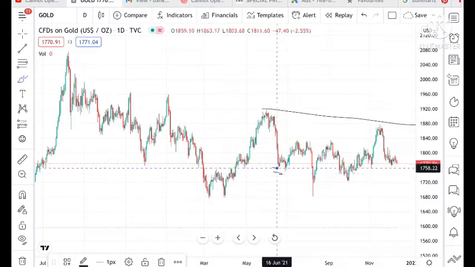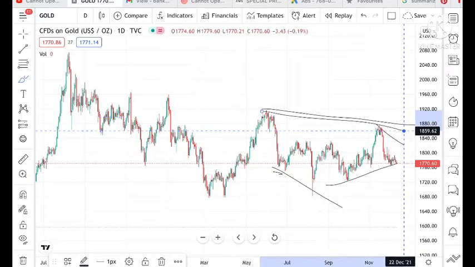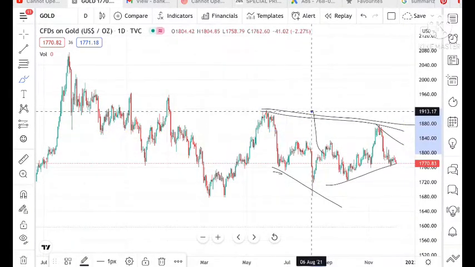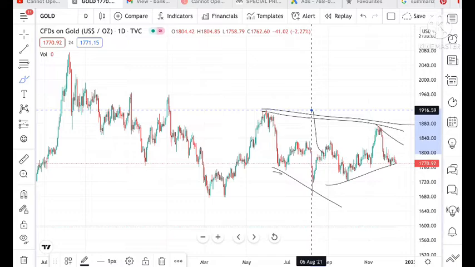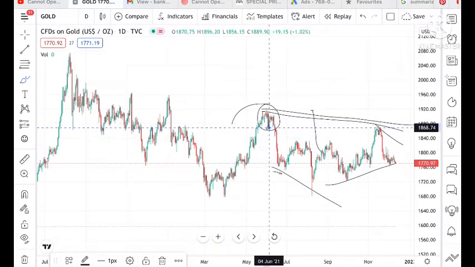Then we can see that the trend is continuously going down, because it has made a high of around 1916, and from there it has not touched this level, and this is since June.